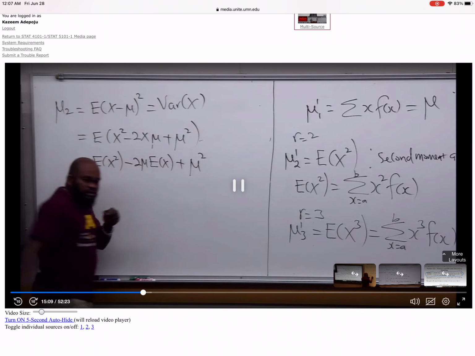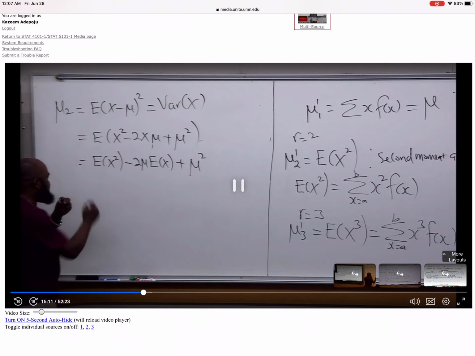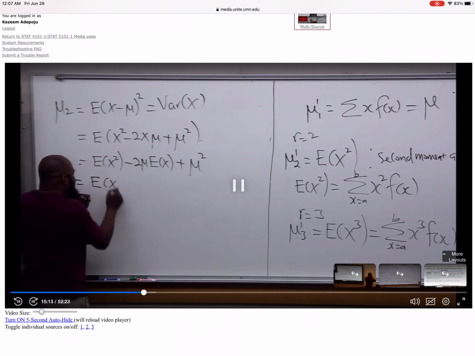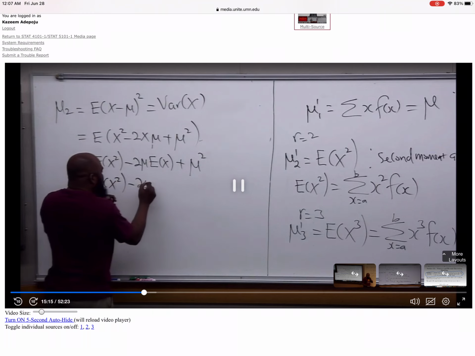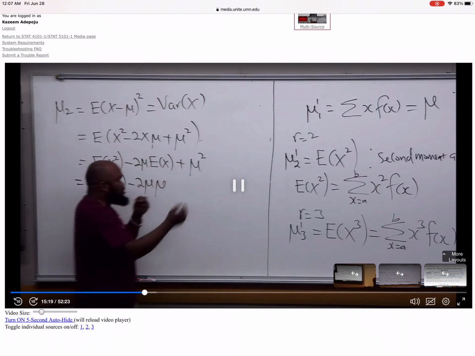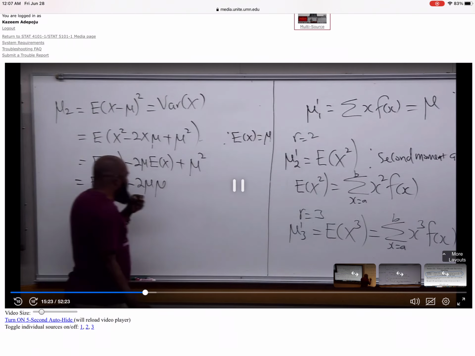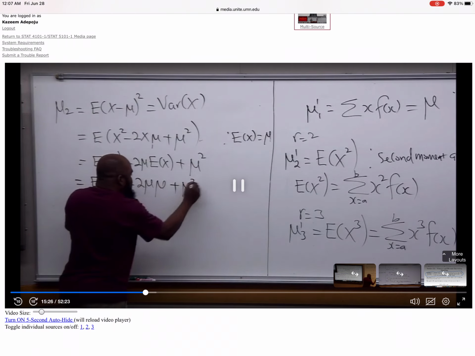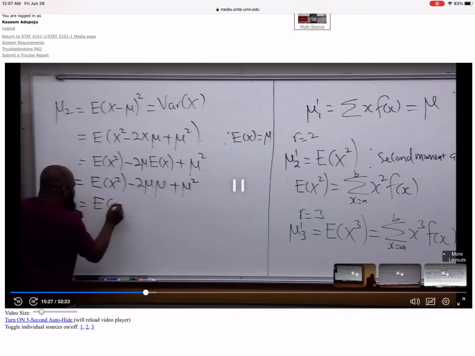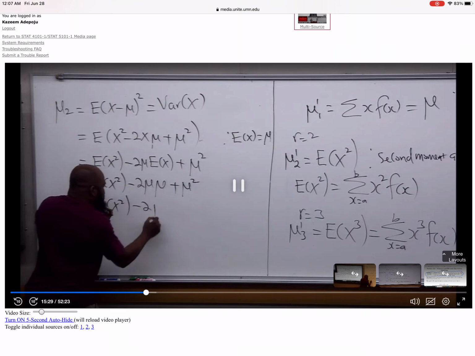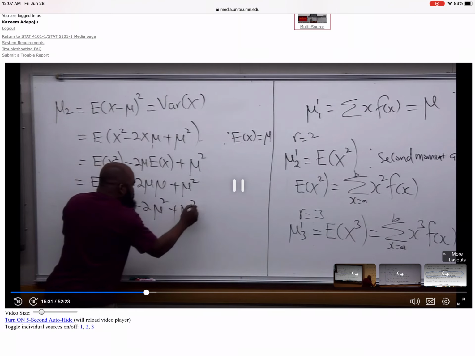This guy now, I'm actually going to have this minus 2 mu, this another mu, expectation of x. Expectation of x is actually mu. Now plus mu squared. So right now I've got the expected value of x squared minus 2 mu squared plus mu squared, and this is going to be the expected value of x squared minus mu squared.